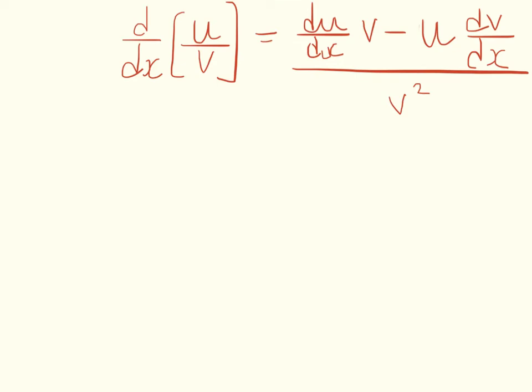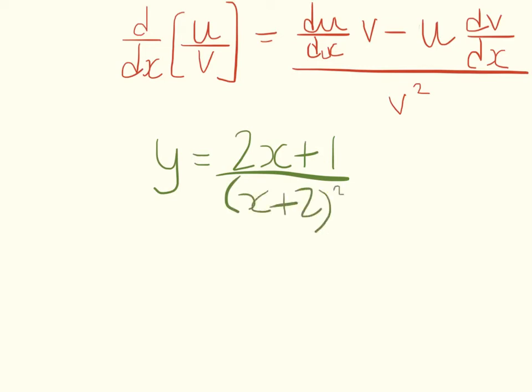Here's another way of writing the rule. So if we differentiate this quotient, u over v, and that's what d by dx means. That means differentiate this quotient, and then that's the rule. Okay, so now if we've got y equals 2x plus 1 over x plus 2 squared, our u is this, and our v is this.